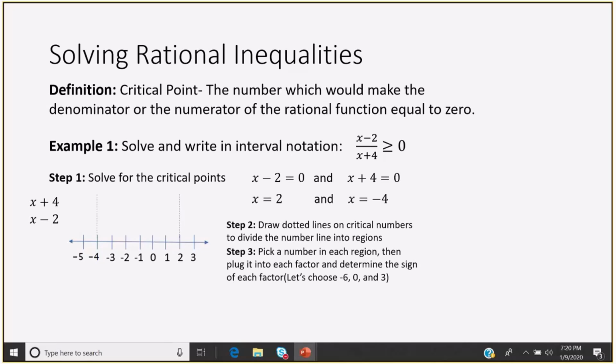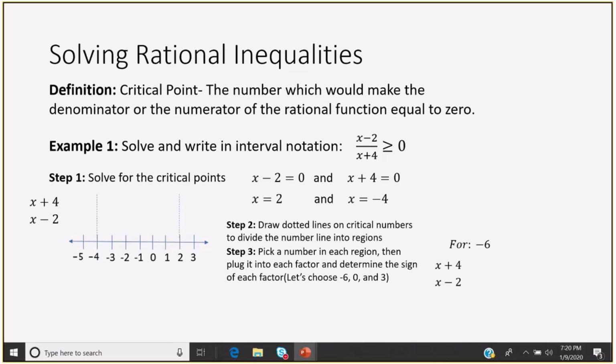The next step is to pick a number in the region, and this could be any number. It just has to be within the region. So I chose -6 for my left region, 0 for my middle region, and 3 for my right region. You could have picked -10, -2, and 30. As long as you're picking something that falls into that region, the process will be the same.